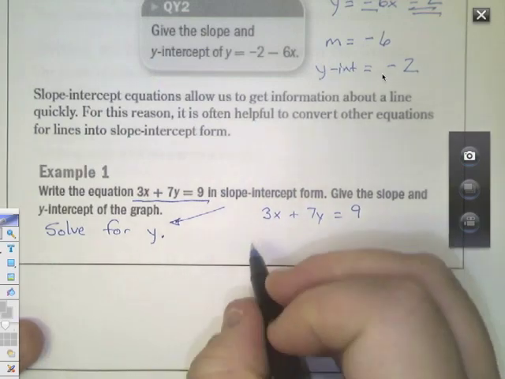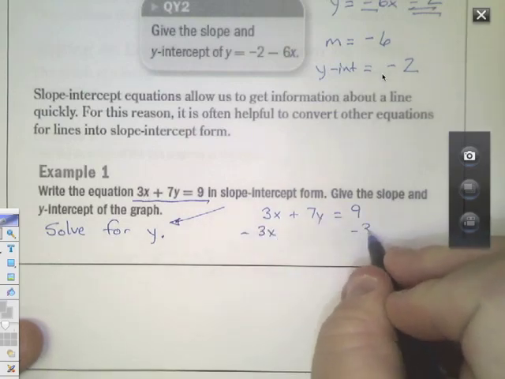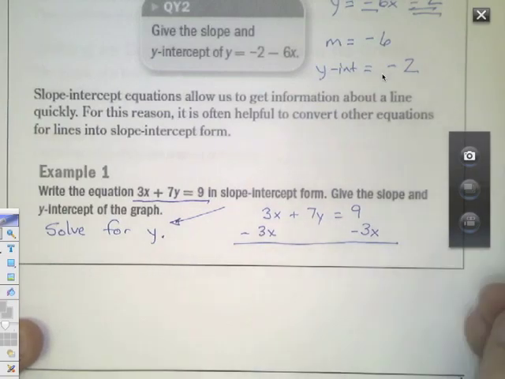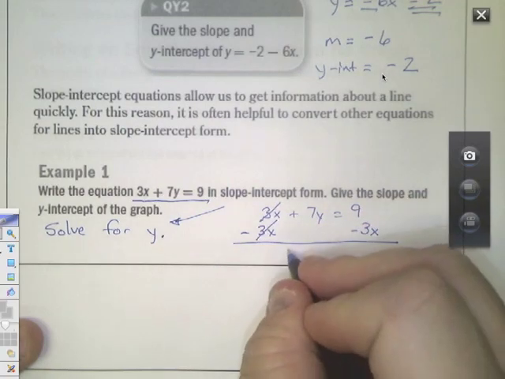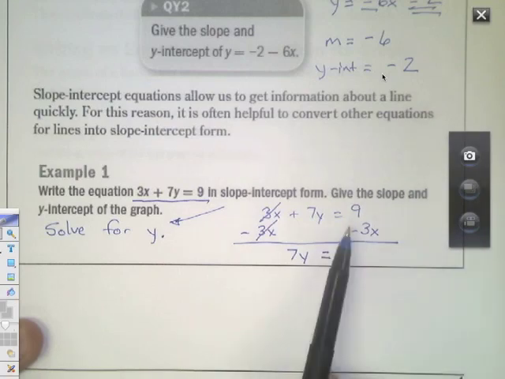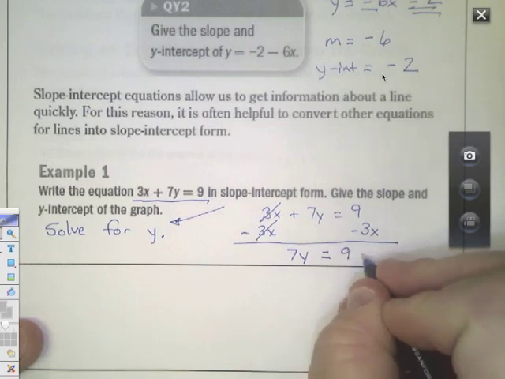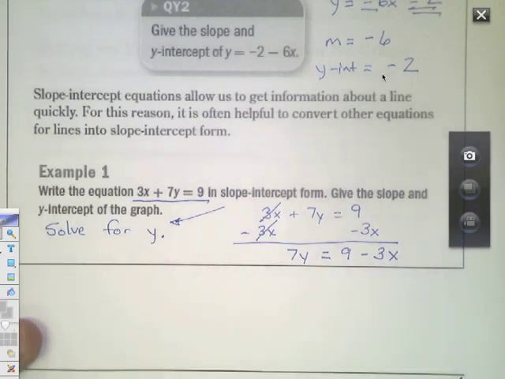First thing we need to do is move 3x over to the other side. So the inverse of adding 3x is subtracting 3x. Whatever I do to one side, I have to do to the other side. My 3x's are gone here, leaves me with 7y equals, now remember, 9 minus 3x, those two things are different. So we just write it as 9 - 3x.